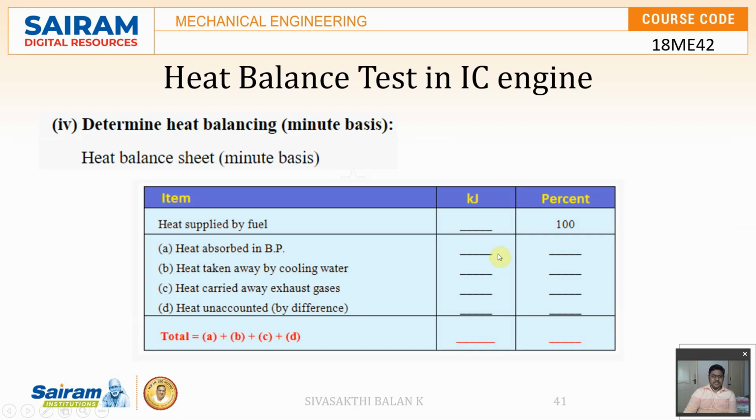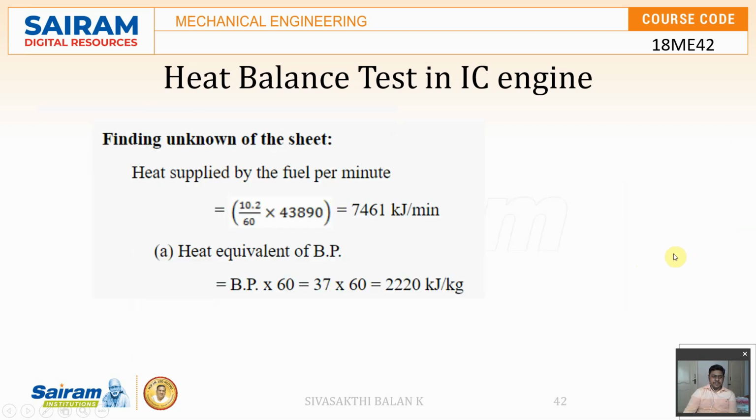To determine the heat balance, or to tabulate the heat balance, we need to fill the table in the following format. To fill this, first we need to calculate the amount of heat supplied by the fuel per minute, because they ask us to construct the heat balance table on a minute basis, so we need to calculate the heat supplied by the fuel per minute.